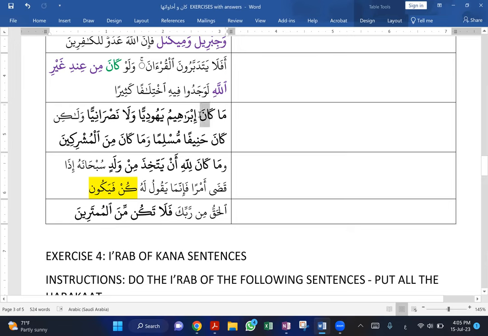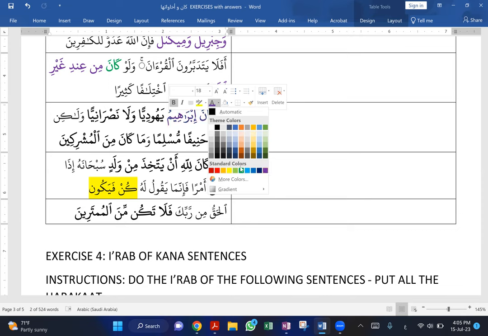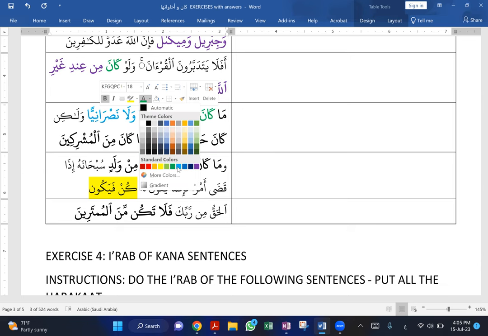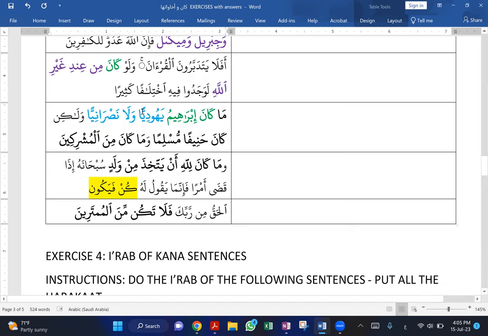So of course kana. You said kana. What is the mubtada? Ibrahim. Yeah, so the whole thing is a mubtada because Ibrahim is the اسم of kana. You can see even it's rafa. So all that will be a mubtada. Then you have Yahudiyan, wala nasraniyan. Khabar of kana. Yeah. So that's a khabar of kana, because you can see it's nasab status, both of them. Yahudiyan, nasraniyan. Okay.